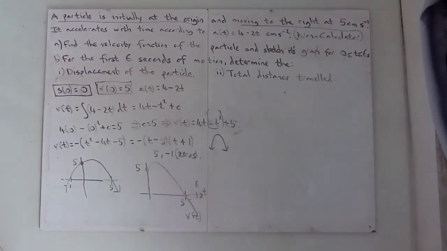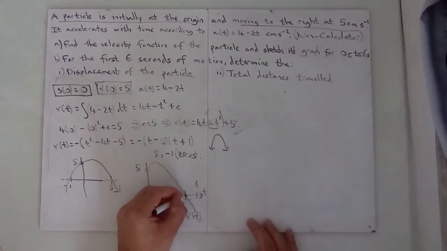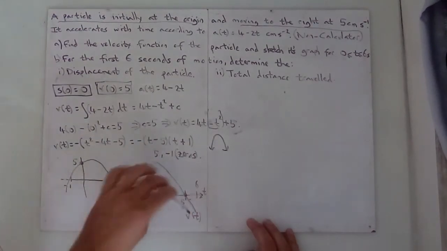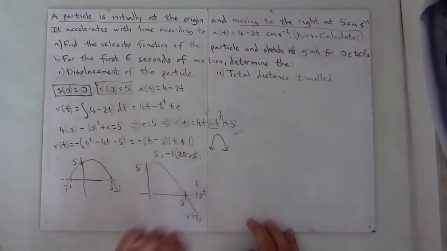Right, so the next bit: for the first 6 seconds, determine the displacement, so as in from start to finish, from time 0 to time 6, what's the difference in position that the particle has. That's the first bit, and then the second bit, I need to determine total distance travelled. That is when we need to decide which direction the thing is going in, because once you have a negative velocity, as in this area in here, it means that the thing's going backwards.